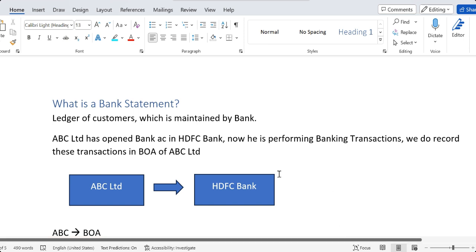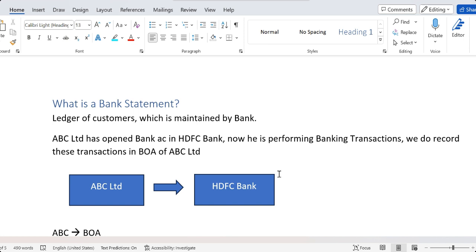So let's start. So the first question that comes to our mind is, what is a bank statement? It is very simple. It is the ledger of a customer, right, which is maintained by the bank. It could be any bank, HDFC Bank, SBI Bank, in which a customer has an account. So the ledger of a customer which is maintained by the bank, that is called a bank statement.